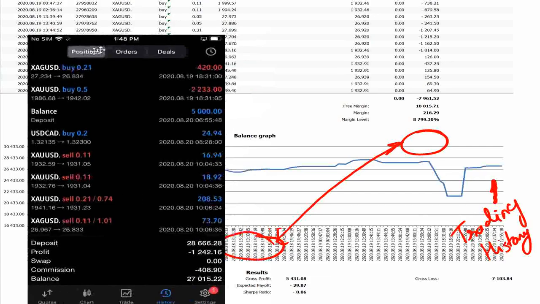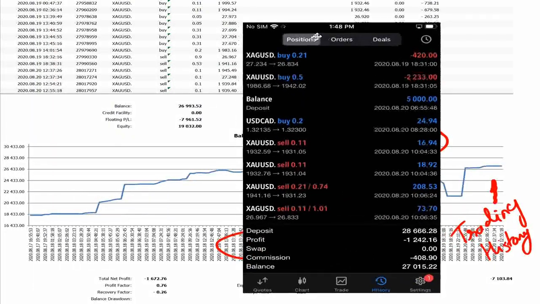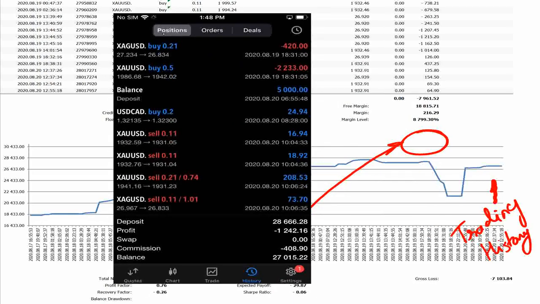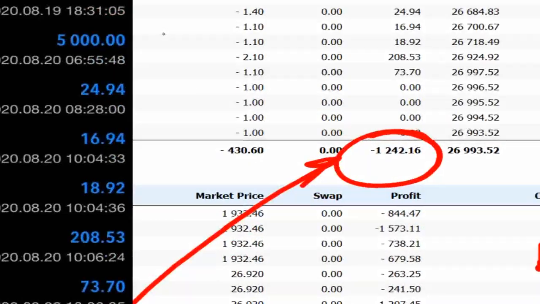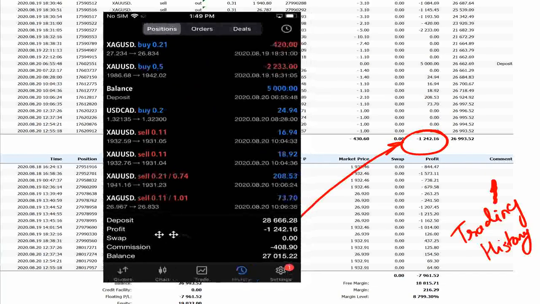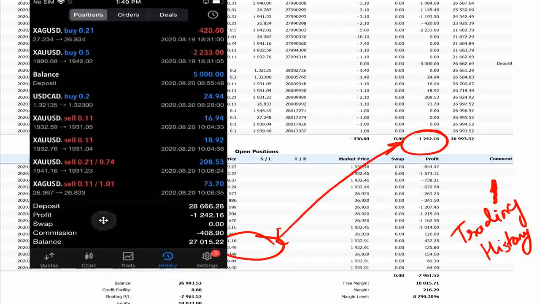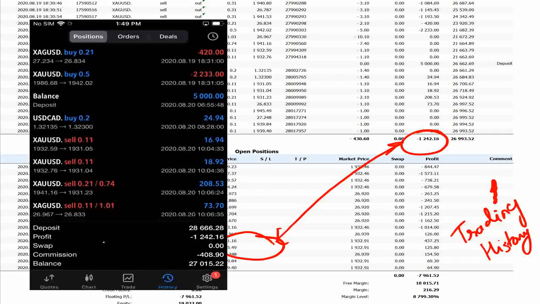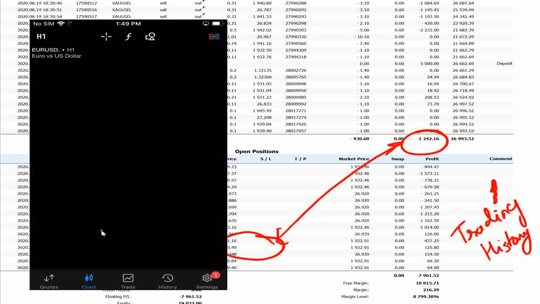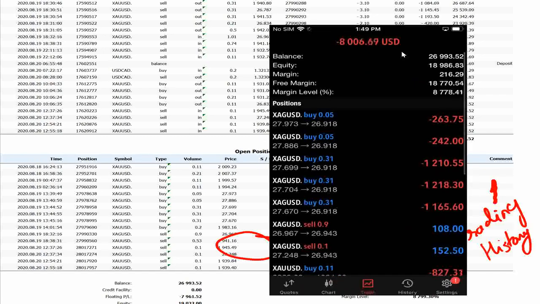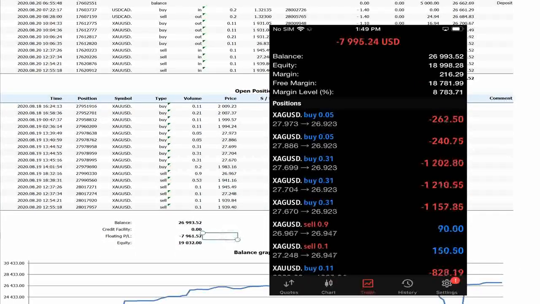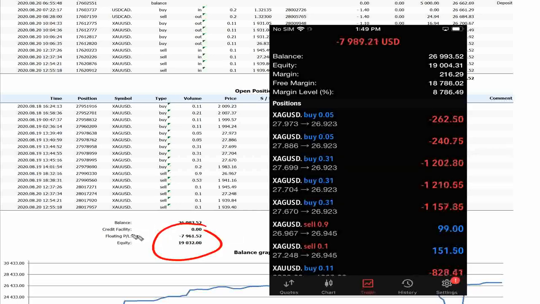So now we will analyze the trading history. Let me just reset the screen so that you can see it conveniently. 1,242 US dollars in loss, and complete transparency. So now we will resize the screen so that you can see. So the floating PL is 7,961 something, which you can verify with the live trades.